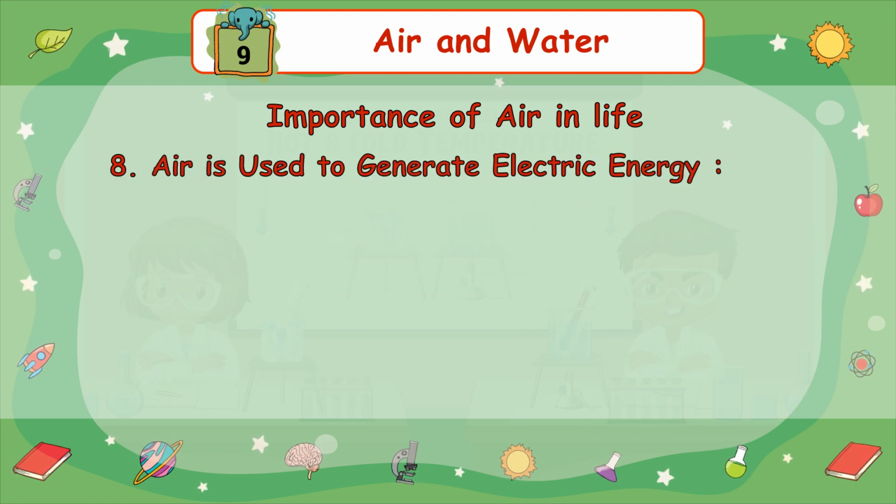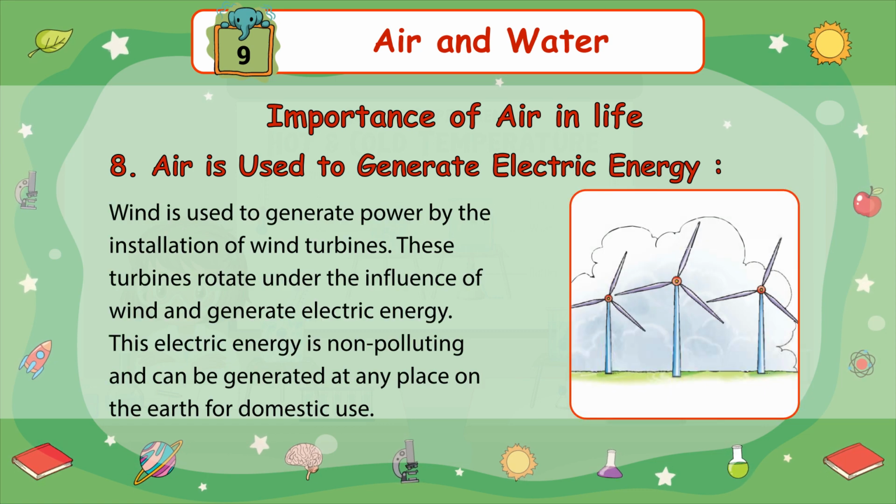Number 8. Air is used to generate electric energy. Wind is used to generate power by the installation of wind turbines. These turbines rotate under the influence of the wind and generate electrical energy. This electric energy is non-polluting and can be generated at any place on the earth for domestic use.